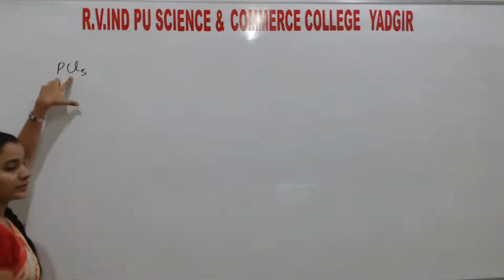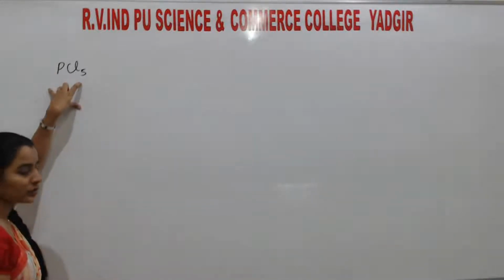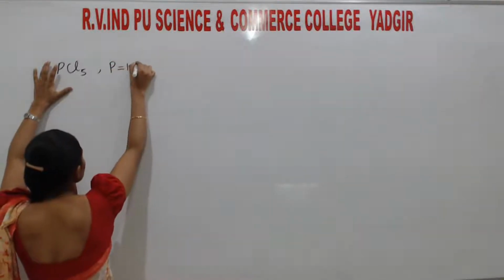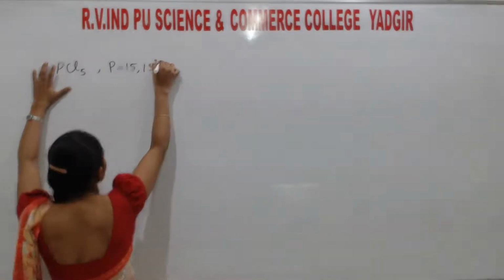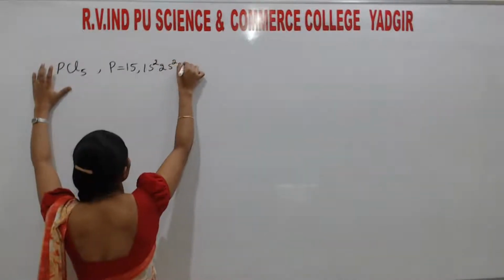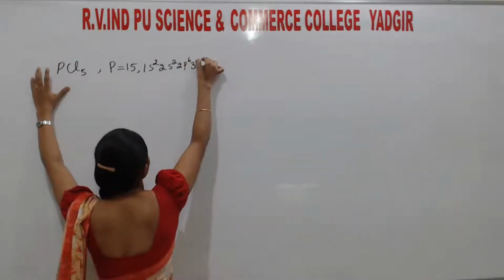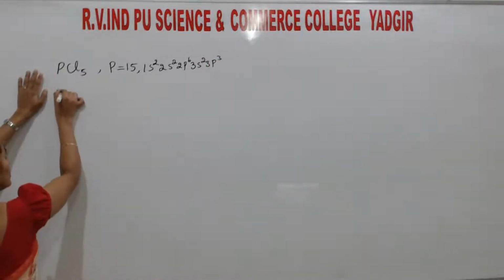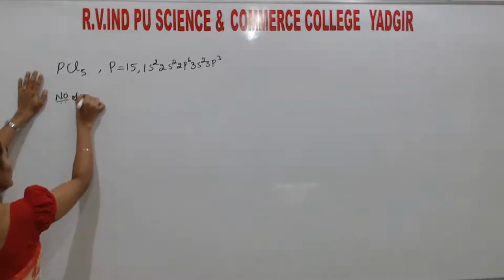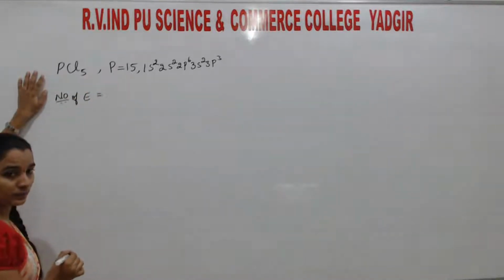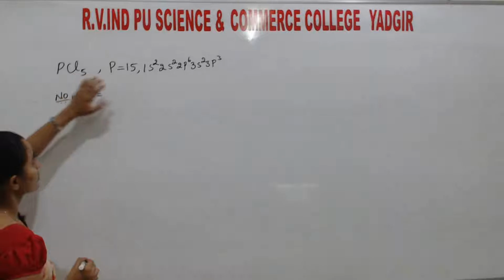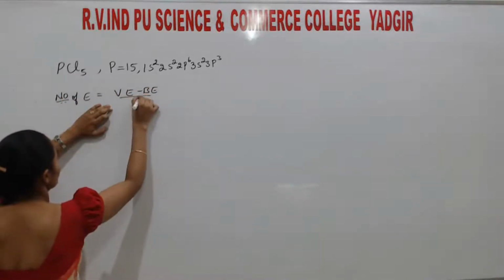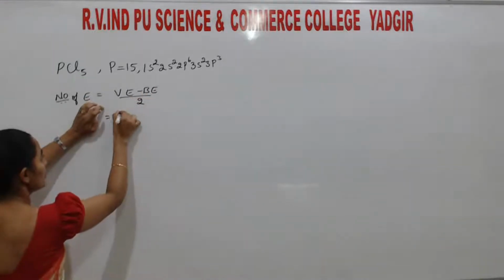This is A, this is B. B is 5 times. Remember, initially we need to write the valence electrons for phosphorus. Atomic number is 15. Configuration is 1s2, 2s2, 2p6, 3s2, 3p3. Now, the number of lone pair electrons is valence electron minus bonded electron divided by 2. So valence electron here is 5.